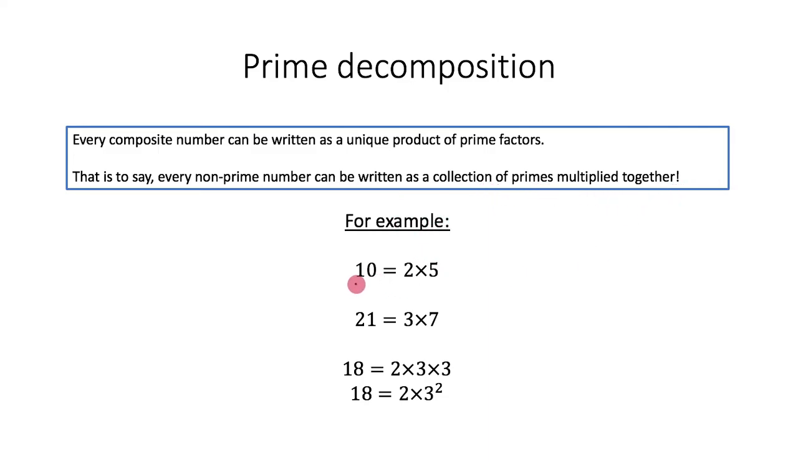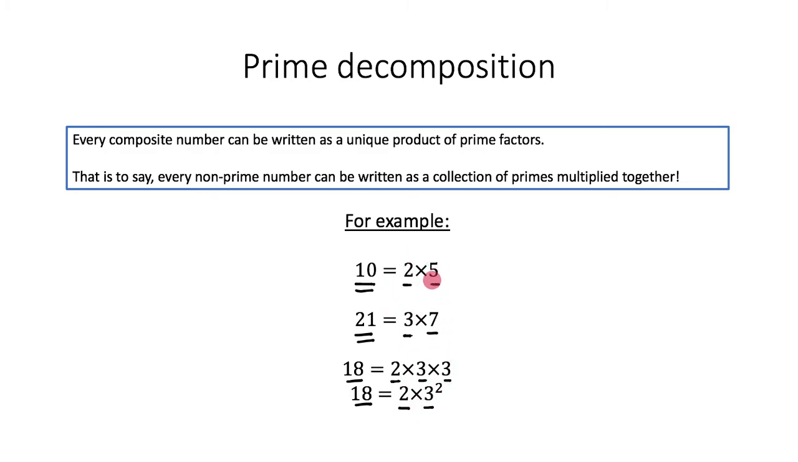For example, 10, which is a composite number, can be broken down into 2 times 5, which are both prime numbers. 21, which is a composite number, can be broken down into 3 times 7, which are both prime numbers. 18, which is a composite number, can be broken down into 2, 3, and 3, which are all prime numbers. And a better way to write that would be 2 times 3 raised to the power of 2. So as you can see here, composite numbers can be broken down into a collection of primes multiplied together.